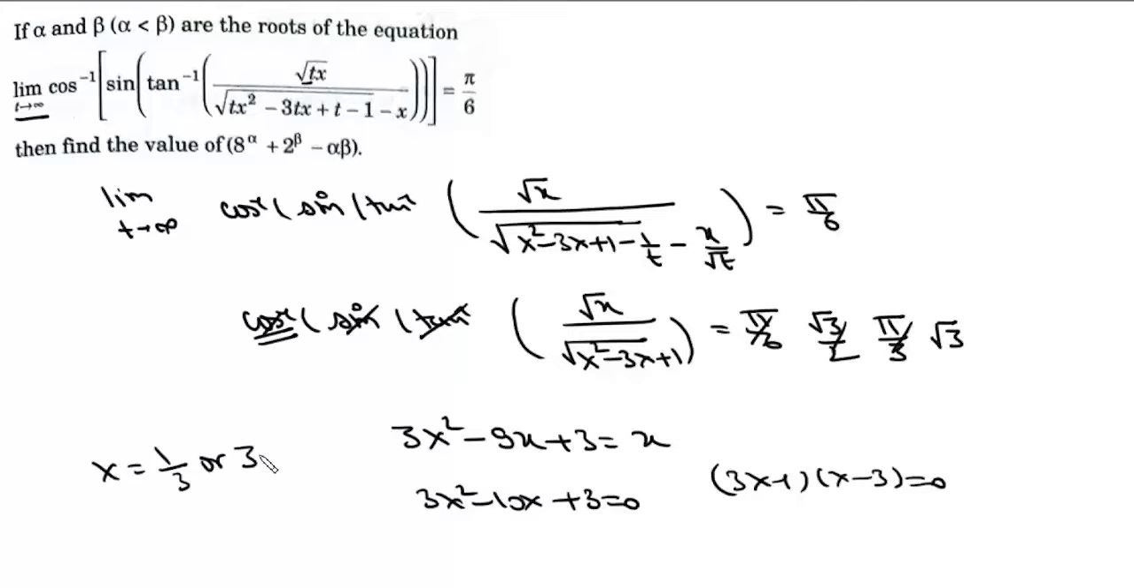So there are two roots. Now alpha is smaller, so alpha is 1 by 3 and beta is 3. Now we need to find the value of 8 to the power alpha. So this is 8 to the power 1 by 3 plus 2 to the power beta minus alpha beta, which is 1. Now this is 2 plus 8, 10. 10 minus 1 is 9. So answer to this question is 9.